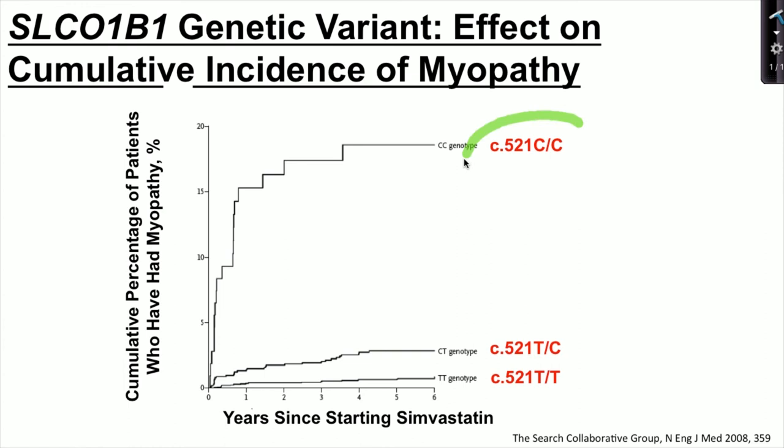Whereas if you carry the T allele or you're heterozygous, much lower percentages have statin-induced myopathy. So being homozygous for this allele really confers risk for statin-induced myopathy. And that was shown very nicely in this study. So that's the first level of evidence, genome-wide association level evidence.